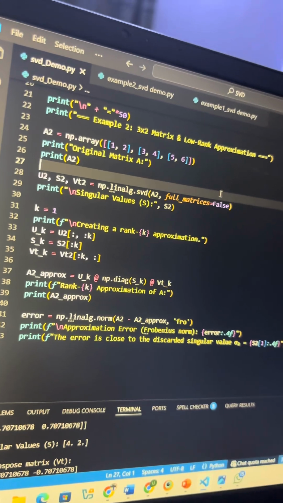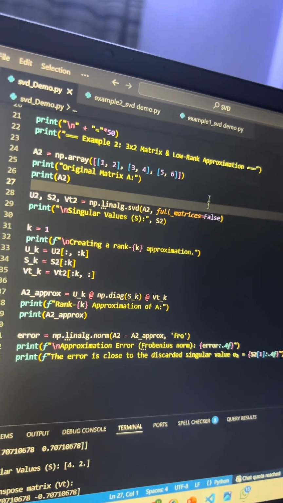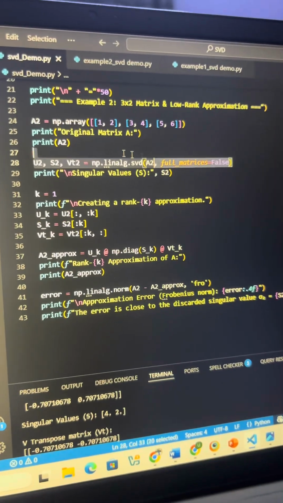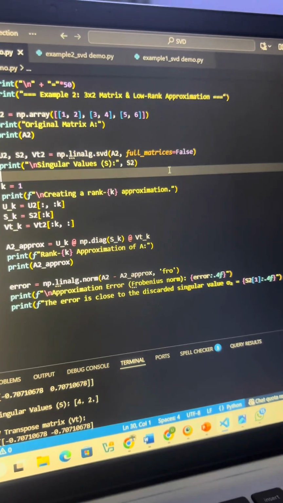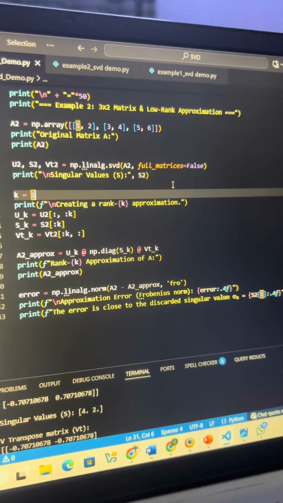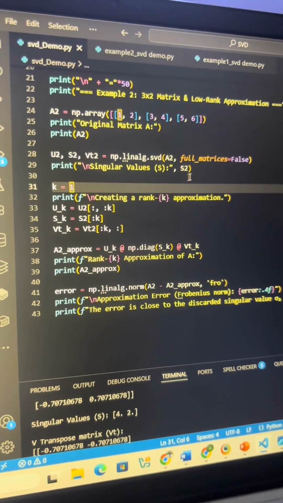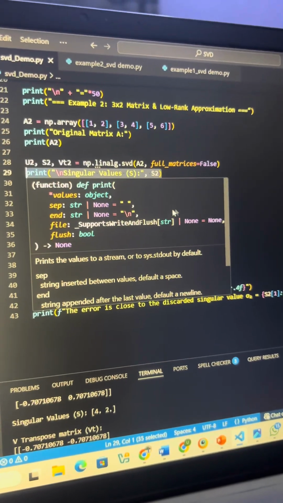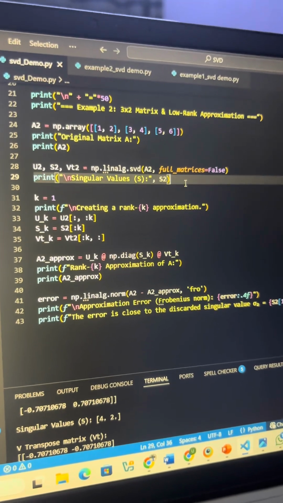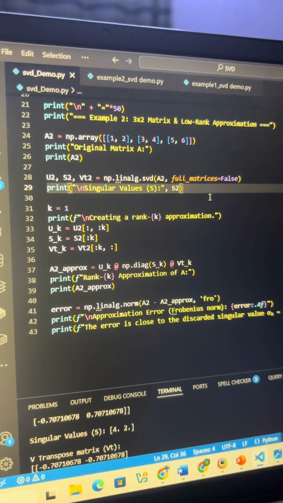Here we are moving to a more realistic example, a 3 by 2 rectangular matrix. This is the kind of shape we often see with real-world data. Here we are doing the SVD again, but if you notice the code, full_matrices equals False. This gives us a more compact and efficient result for a non-square matrix. And you can see the two singular values, one is large and one is tiny. This tells us that the matrix is almost rank-1.